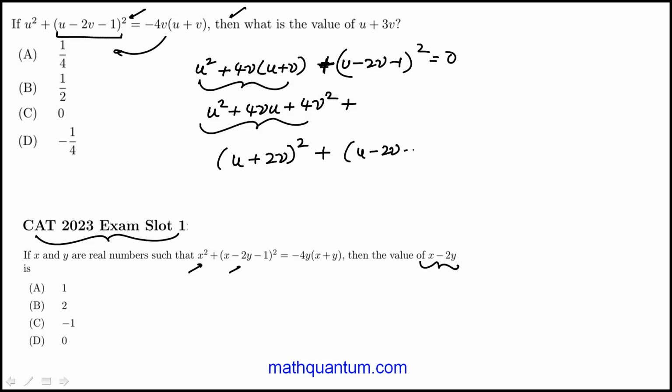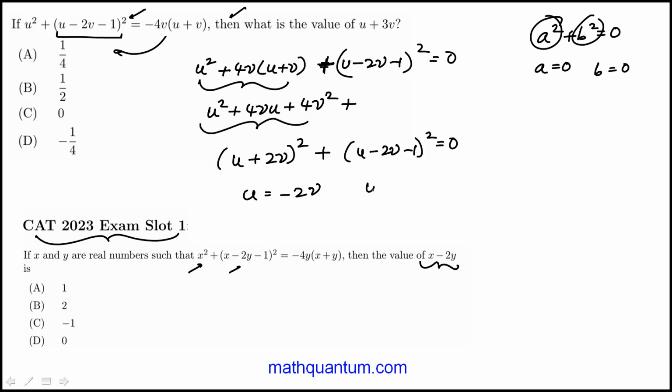Now you have a sum of two terms that each are being squared. So it's like this: if a squared plus b squared is 0, the only way this would be true is if both a and b are 0, because these are both positive numbers. So that means u has to be equal to minus 2v and u minus 2v equal to 1.